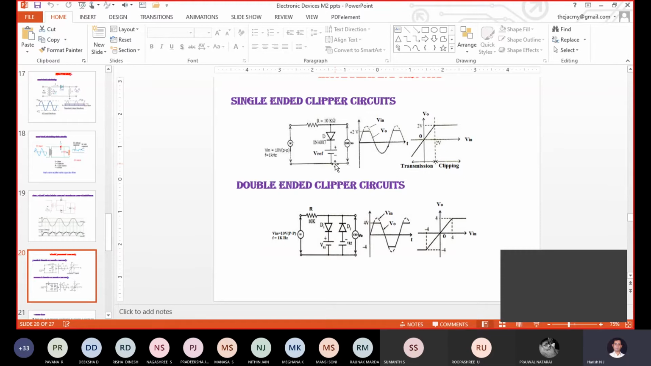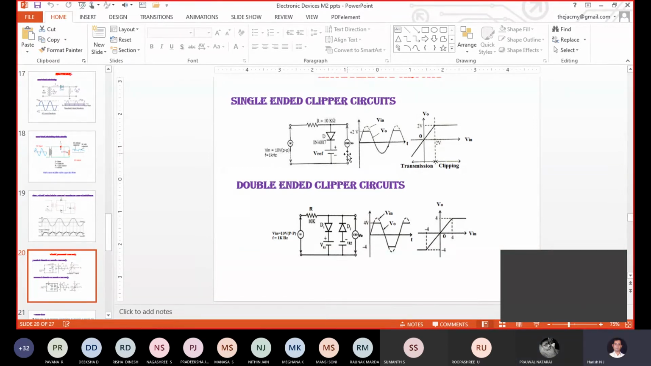You people are very good in network analysis, right? Just apply the KVL and tell me the value. How much voltage do I have to provide for the V reference to get V naught equal to 2 volt, with the cut-in voltage of the silicon diode equal to 0.6? Just apply KVL to this loop and tell me the value of V reference. 2.6. Just check it out. Don't get confused with the sign. Apply the KVL equation very properly. In this loop, no, it's not 2.6.